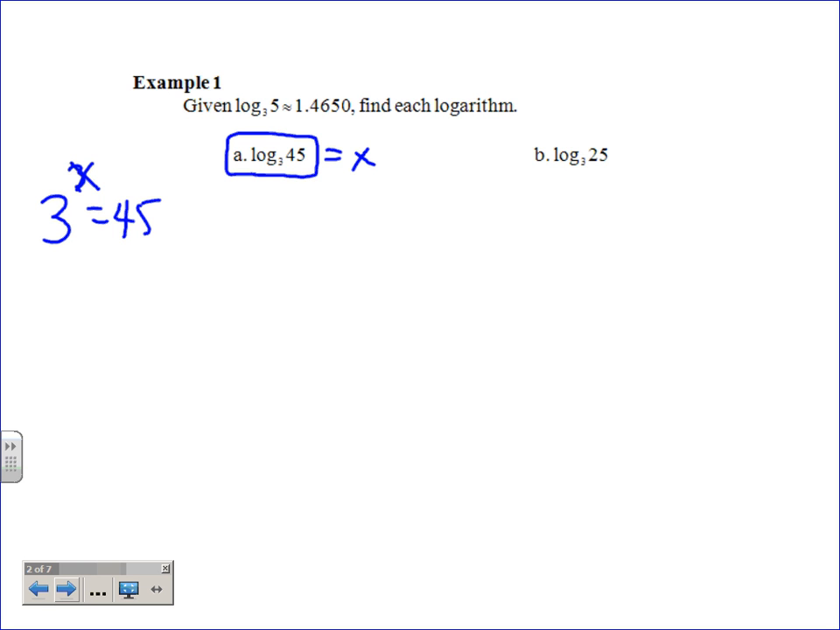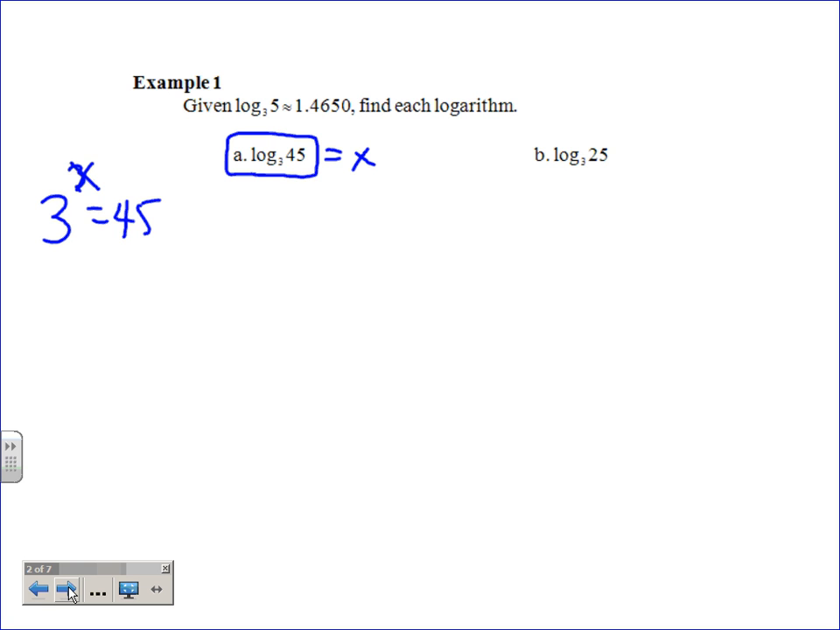Like, for example, is that going to be 10? 3 to the 10th? That's a pretty big number, isn't it? Is it going to be 3 to the 2nd? No. Is this going to come out to a perfect number? No. But can we get somewhat close to what it's going to be? Yeah. So what do you think? 3 to the 2nd, should I go higher or lower? Why higher? Because 3 to the 2nd is 9, right?